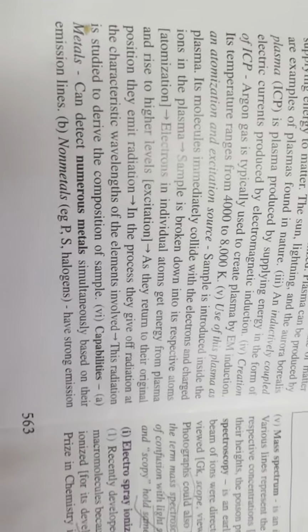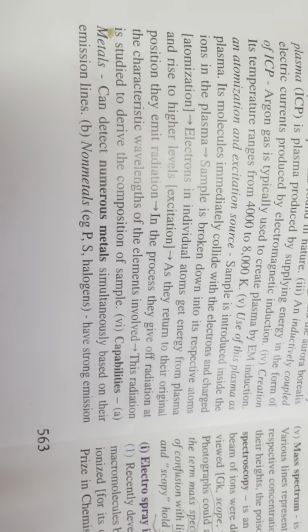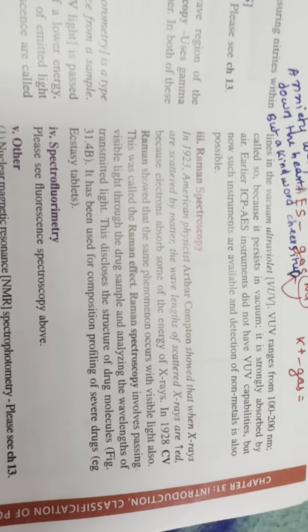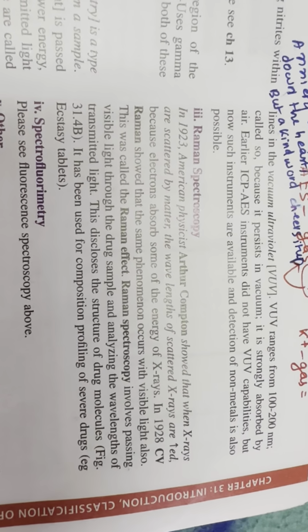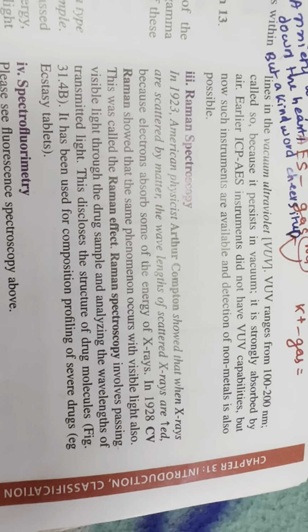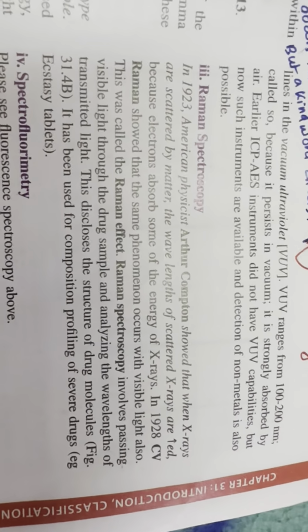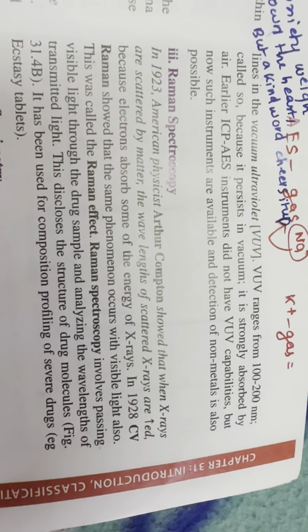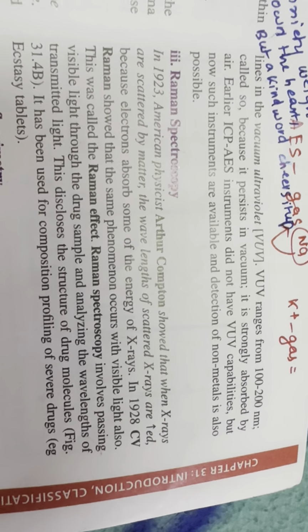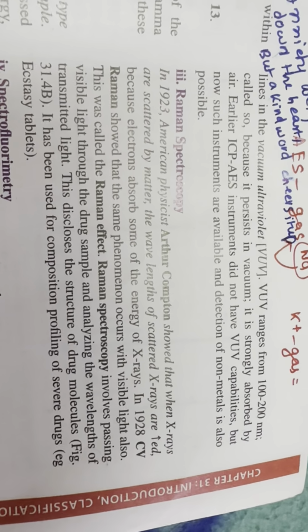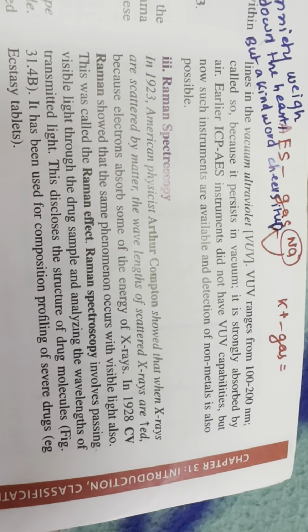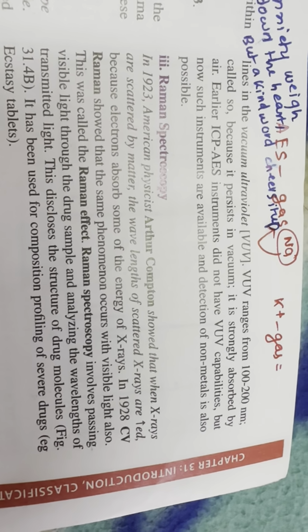Capabilities: metals can be detected numerous at a time based on their emission lines. Non-metals such as phosphorus, sulfur, and halogens have strong emission lines in the vacuum ultraviolet, VUV, which ranges from 100 to 200 nanometers, so called because it persists in vacuum; it is strongly absorbed by air. Earlier ICP-AES instruments did not have VUV capabilities, but now such instruments are available and detection of non-metals is also possible.